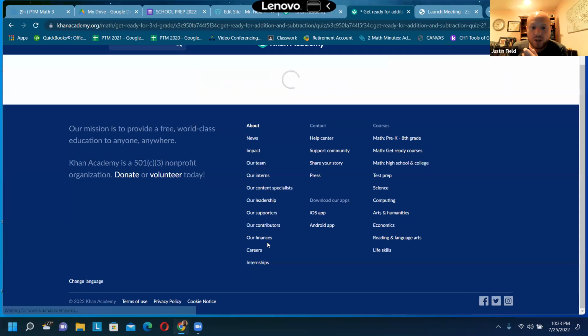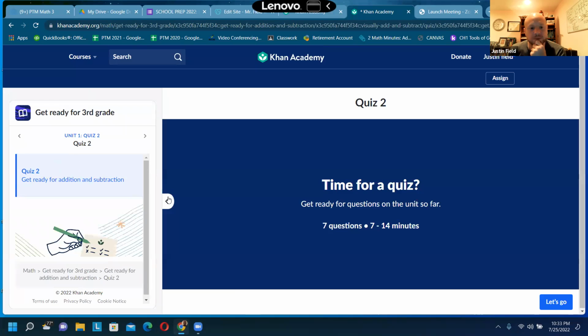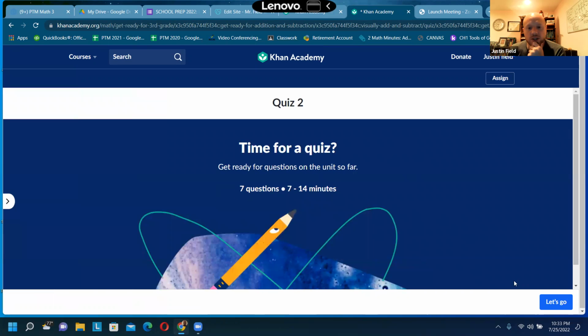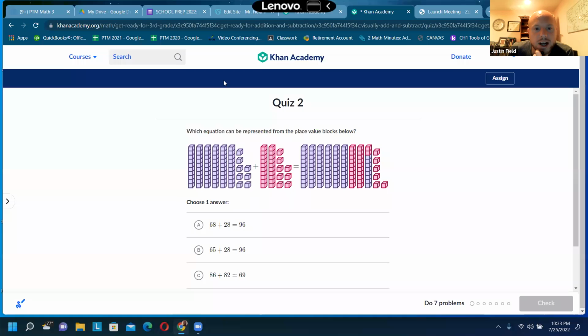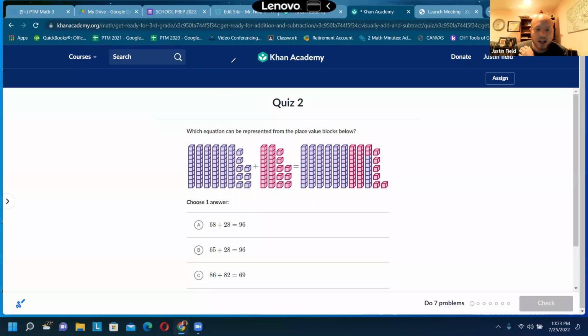But now we're going to do quiz 2. Quiz 2, 7 questions, 7 to 14 minutes. Let's see if that takes that long. Okay, which equation can be represented from the place value blocks below? So again, I'm going to count and then put the number I count over top.